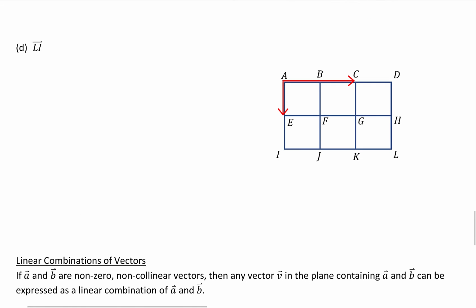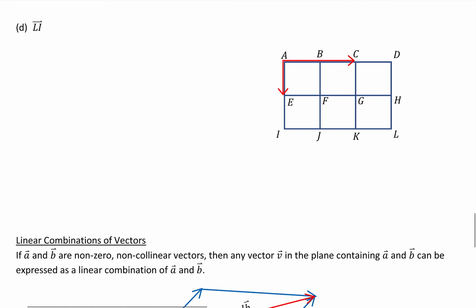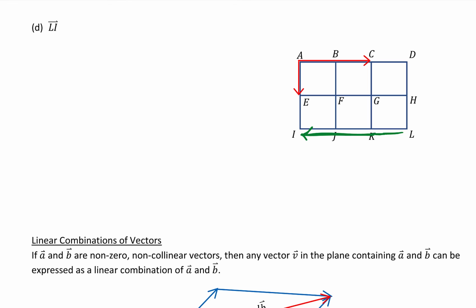And finally, let's take a look at vector L to I. L to I is just this vector right here. So we don't need vector B in this one, but we need the negative of vector A. Remember, this is vector A right here. And how much of vector A do we need? Well, we need 3/2 of vector A's in the opposite direction. So this would be negative 3/2 of vector A.